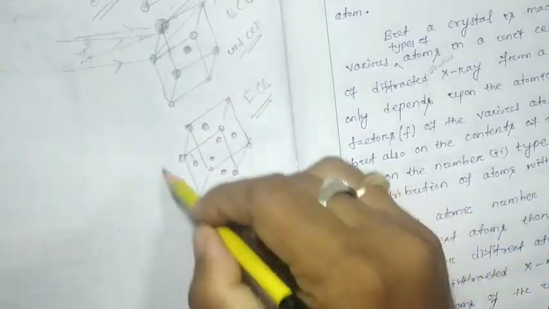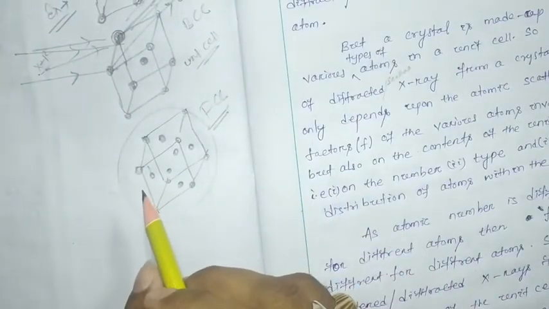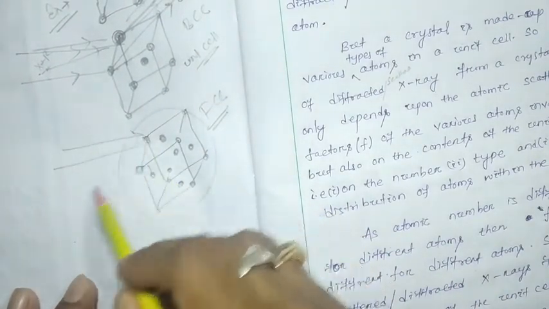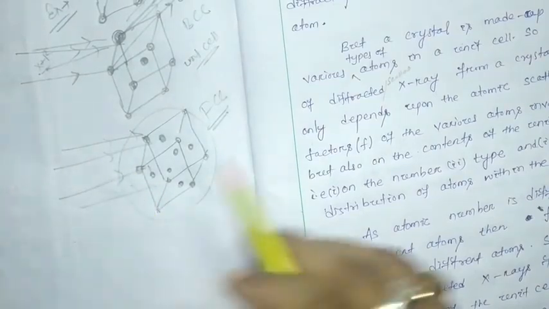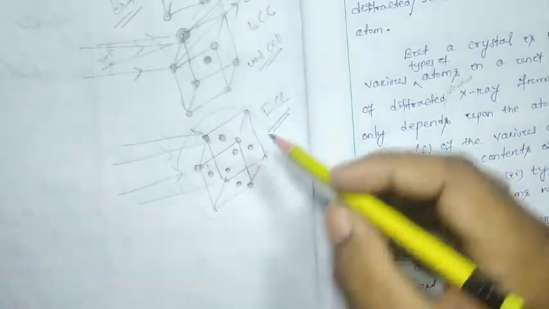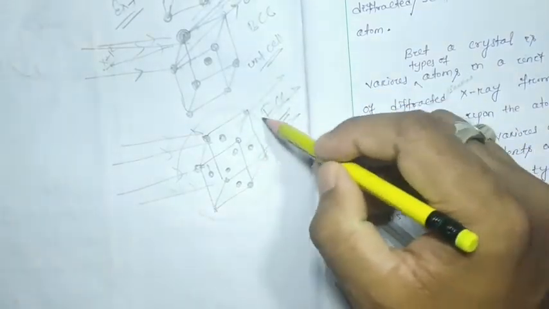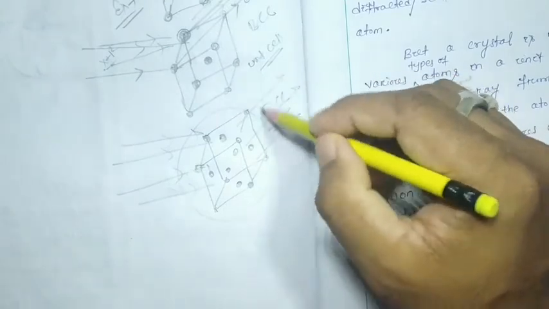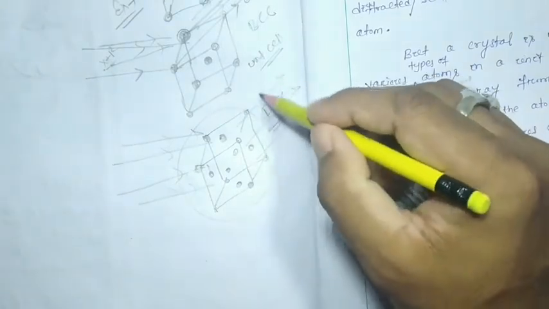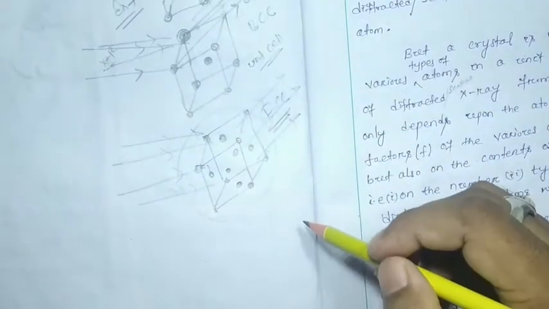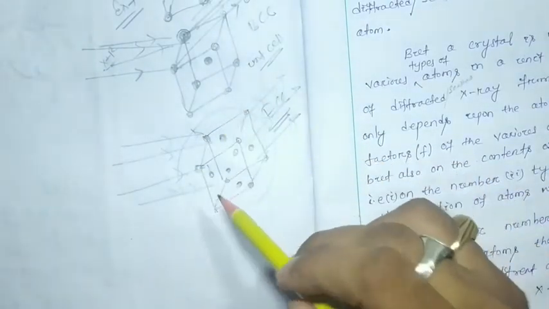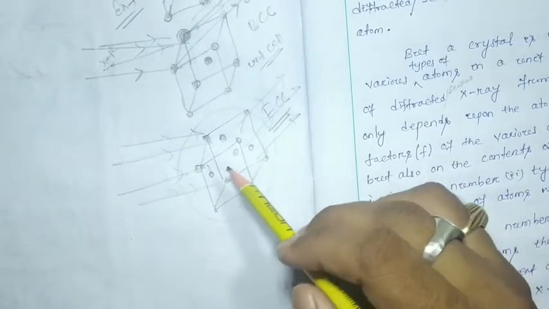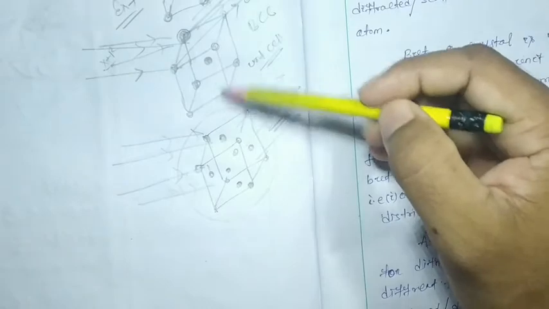Suppose we consider this unit cell, FCC. If the X-ray is incident over this FCC and diffracted, only the atomic scattering factor could not be useful to find out the amplitude or intensity of these scattered radiations, because in these unit cells many atoms are there with different arrangements. If I compare FCC with BCC, a different arrangement will be there.